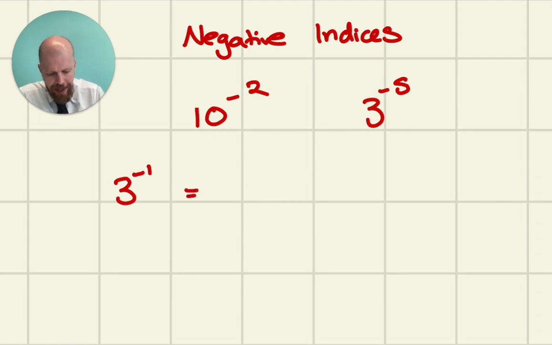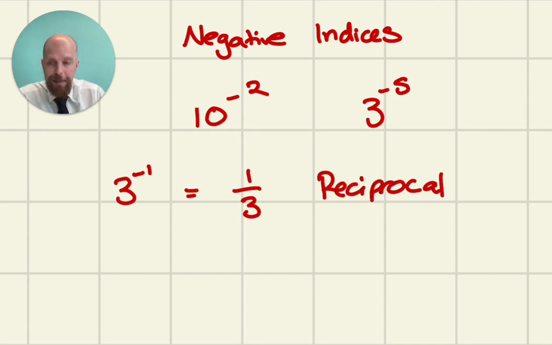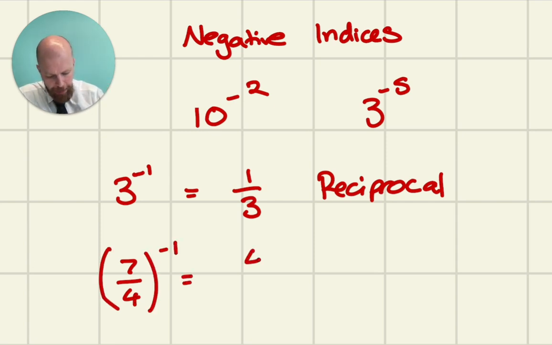What that is, it is 1 over 3. It is the reciprocal. The reciprocal just means flipping the fraction over. So for example, if I had 7 over 4 to the power minus 1, I will flip the fraction over and it will become 4 over 7.